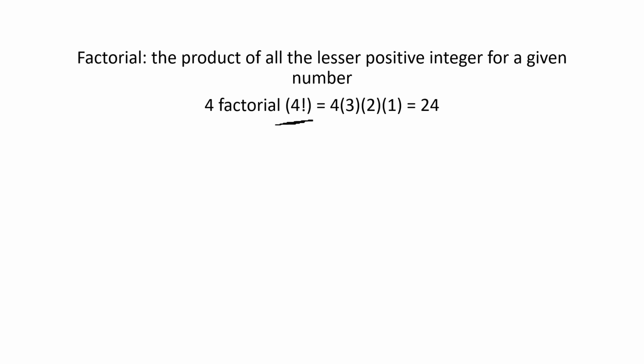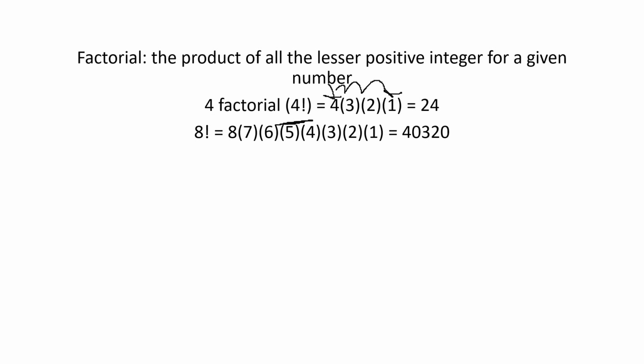And basically, you start at the given number, and you multiply it by every number all the way down to 1. So 4 factorial is 4 times 3 times 2 times 1, which is 24. 8 factorial would be 8 times 7 times 6 times 5 times 4 times 3 times 2 times 1. Now, not being face-to-face, I don't know how to show you how to do this with a calculator.